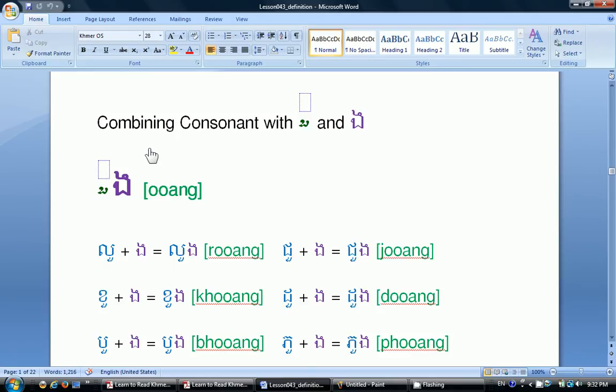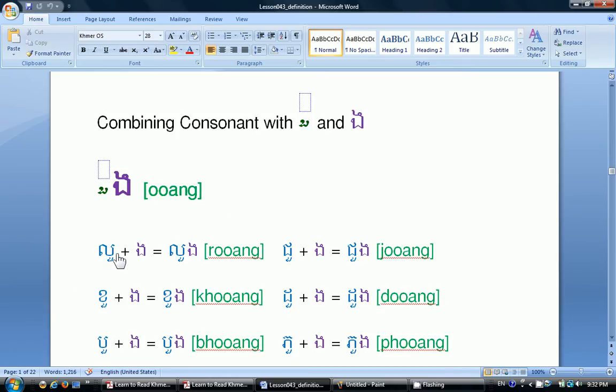Combining consonant with the vowels u and ending with consonant ngo. Please note that u does not change its sound between the first and the second series consonant. Okay, and then consonant ngo here. So u, u ngo, uong. Okay, so now let's practice reading these words.